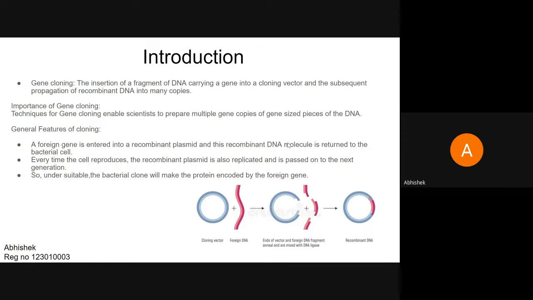So there are certain features of cloning. Such as a foreign gene is entered into a recombinant plasmid, and then this recombinant DNA molecule is returned to the bacterial cell. Recombinant plasmid basically refers to the plasmid or the vector which has the fragment of DNA that we have selected. And every time the cell reproduces, the recombinant plasmid is also replicated and is passed on to the next generation. Under suitable conditions, the bacterial clone will make the protein encoded by the foreign gene.